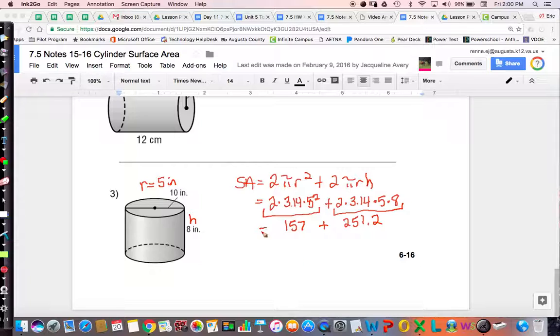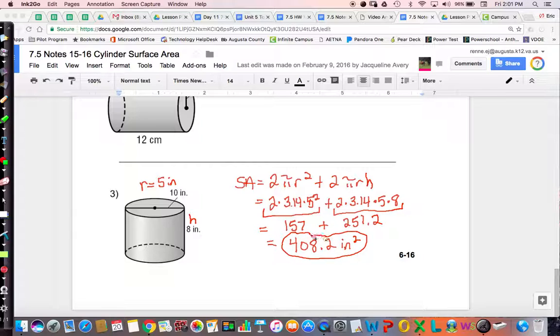And when I add those together, I get 408 and 2/10. And since I said we were rounding to the nearest tenth, and this number already ends in the tenths place, then we are already rounded. So I'm going to write inches squared.